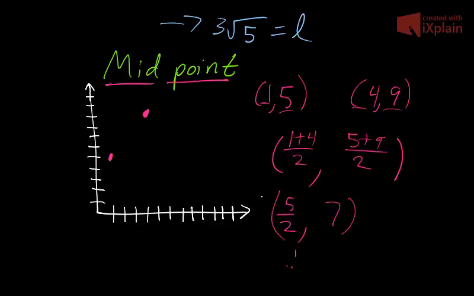So let's put this on here. 5 halves is 2.5 right here, and 7 is, let's see, 5, 6, 7. So my midpoint would be right there. And looking at it, that looks pretty much right in the middle of my two other points. So that's what a midpoint means. It means right in the middle, and the way we find that is we just average our x's, we average our y's, and that gives us our new x value and our new y value.